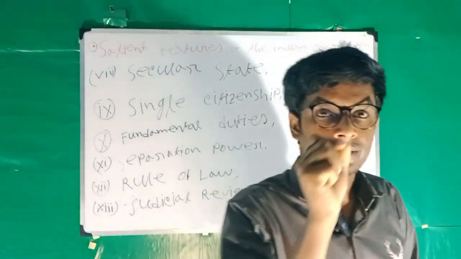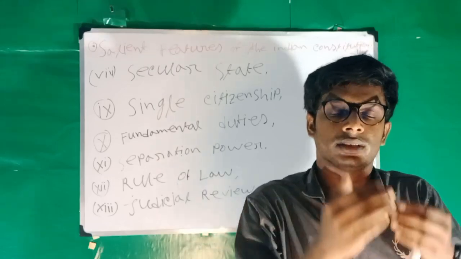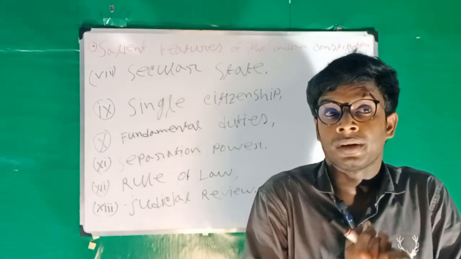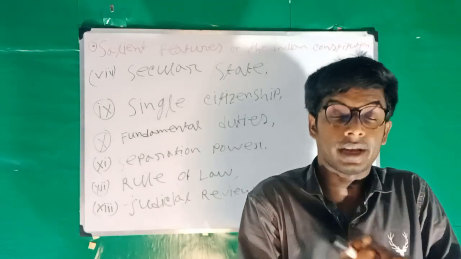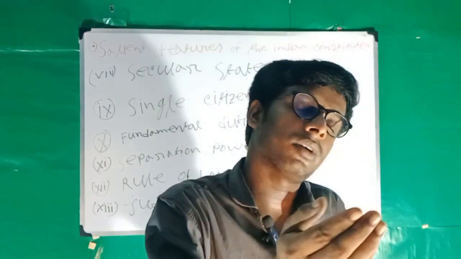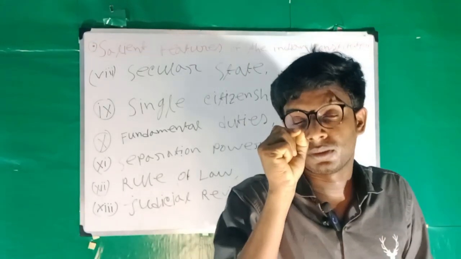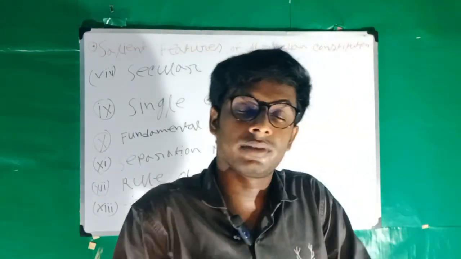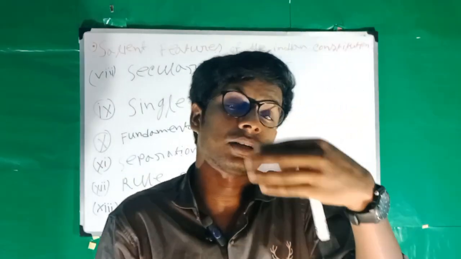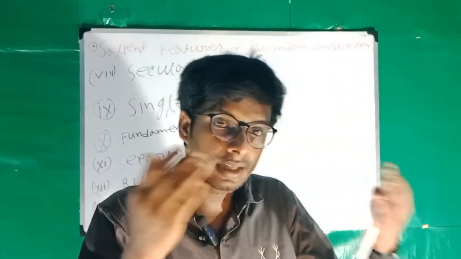Point number 10 is the fundamental duties, which are defined in Part 4A of the Indian Constitution, added by the 42nd Amendment. At that time there were a total of 10 fundamental duties. After the 86th amendment there are a total of 11 fundamental duties of the Indian Constitution. For example, respect to the national flag, respect to the national anthem, protect our sovereignty and integrity, protect public property, etc.